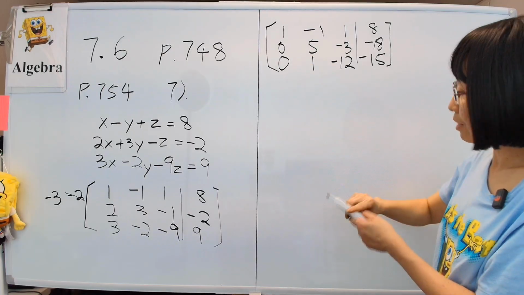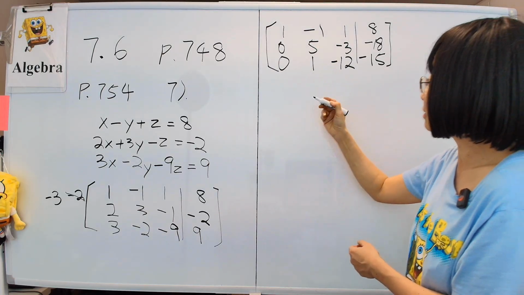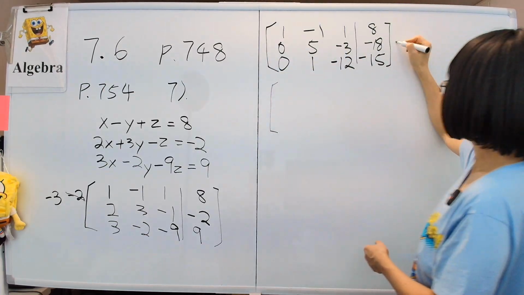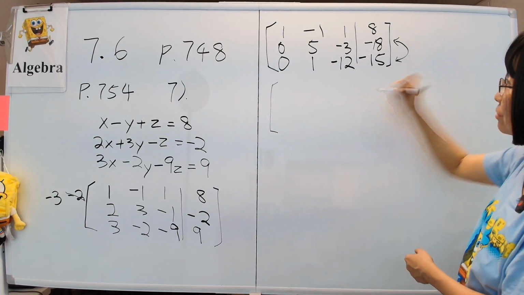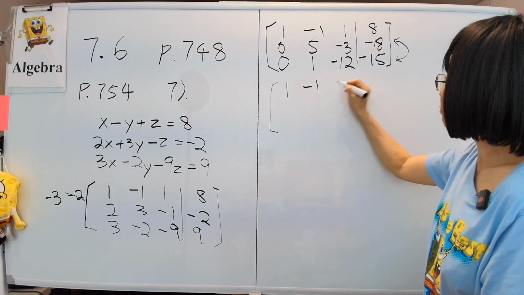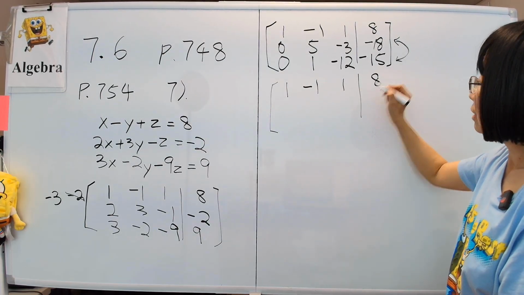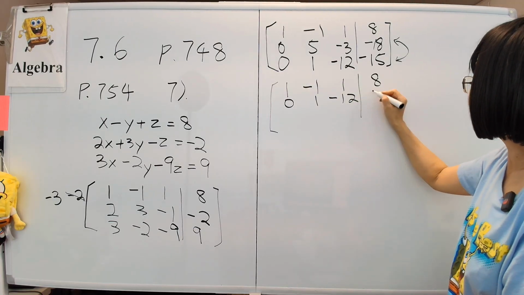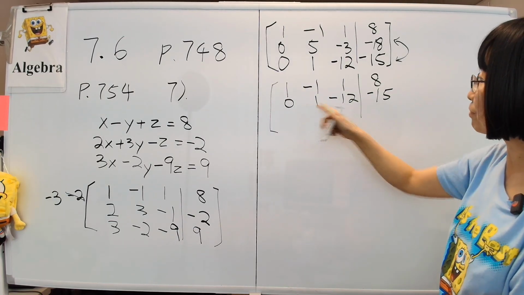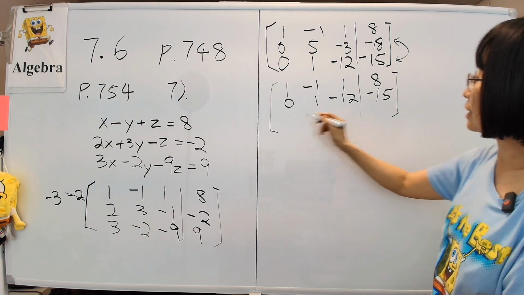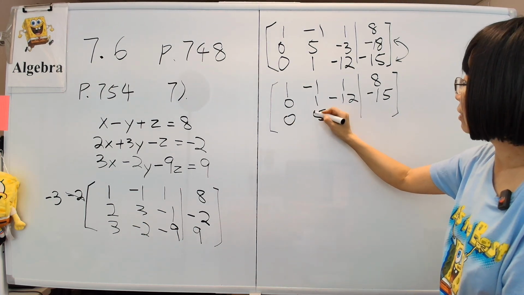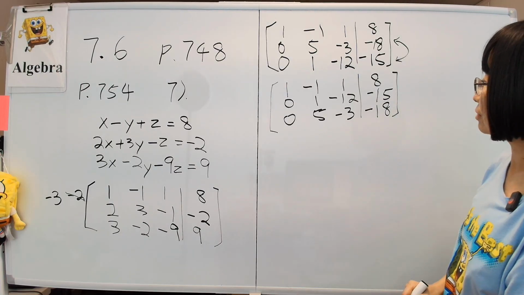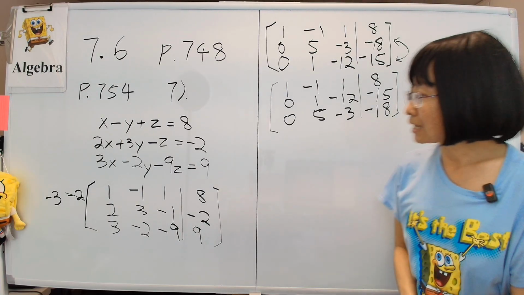So now I have to rewrite this by interchanging these. Okay, so interchanging row 2 and row 3, I'll write it like this. We're interchanging these two rows. 1, minus 1, 1, and 8. To do the interchanging, the bottom row, 0, 1, minus 12, and minus 15, the third row, now becomes the second row. And then the second row, which is 0, 5, minus 3, minus 18, becomes the third row. All right. So that is that.